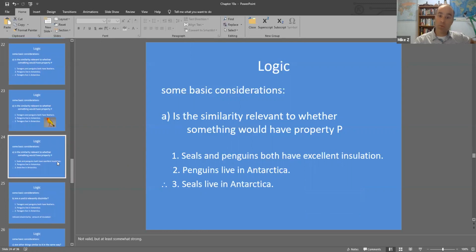Now, contrast that with this argument. Seals and penguins, drawing an analogy between them. Seals and penguins both have excellent insulation. Now, having excellent insulation clearly is relevant to whether something can or does live in Antarctica. Penguins live in Antarctica, so therefore seals live in Antarctica. Okay, this doesn't guarantee that seals live in Antarctica, but it does increase the probability. If somehow you didn't know whether any kind of seals are able to live or do live in Antarctica, then this would increase the probability for you that it's true that there are seals in Antarctica.